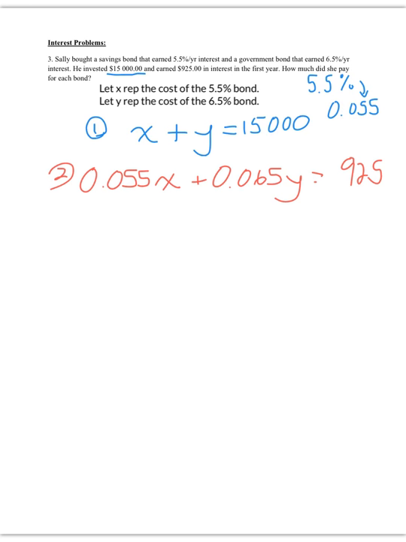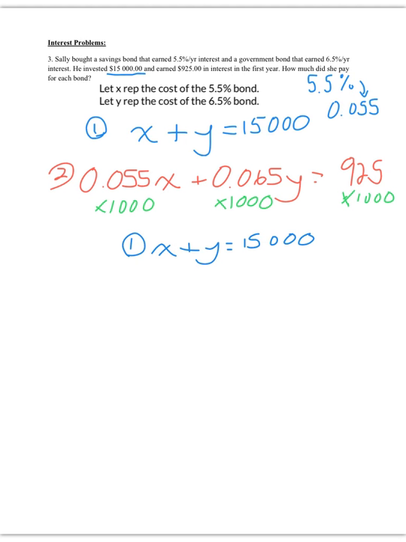So this one here, you can do substitution if you want, but I'd recommend elimination, and the first step would definitely be to get rid of the decimals. So there are 3 decimal places here, so we're going to multiply each of these by 1,000. Because there are 3 decimal places, this multiplication by 1,000 will remove all decimals. So in doing so, equation 1 won't change. It's still x plus y equals 15,000.